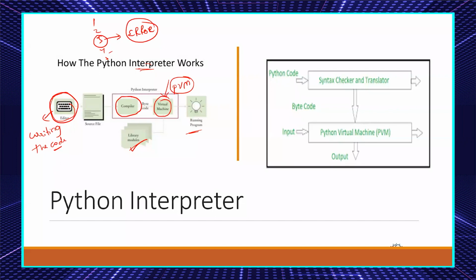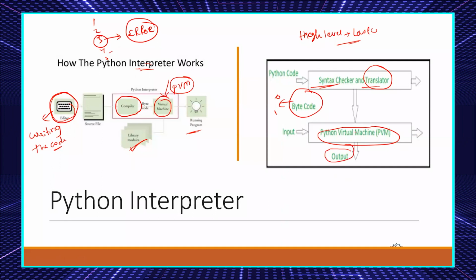Now compiler means checking the syntax. So here, compiler: syntax checker and translator. Sorry, my bad. Python code will go to the syntax checker and translator. Translator means, as it is a high level programming language, it converts high level programming language to low level programming language. The translator will convert it into byte code. Byte code is nothing but zeros and ones. Then for execution purposes it will go to the PVM, the Python virtual machine. And once it executes in the Python virtual machine, it will give the output to us.